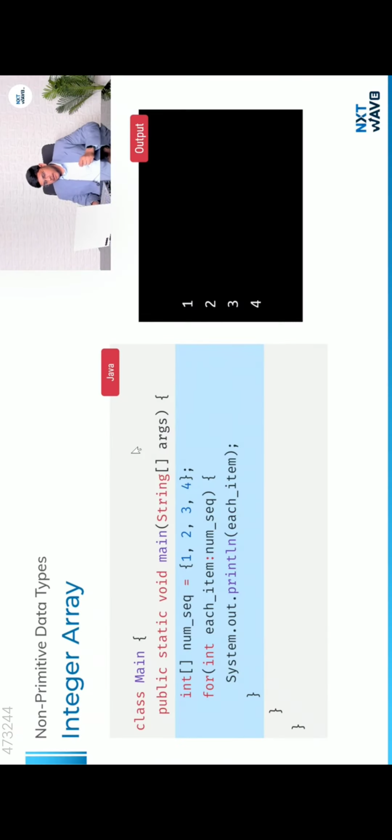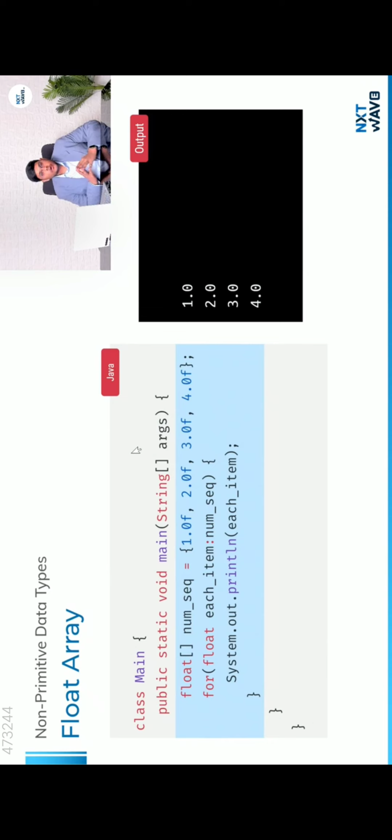If we want to create a float array, then you need to have all the elements as float data type. So as you can see, 1.0f, 2.0f, 3.0f, and 4.0f. All the elements in that particular array should be of the float data type.